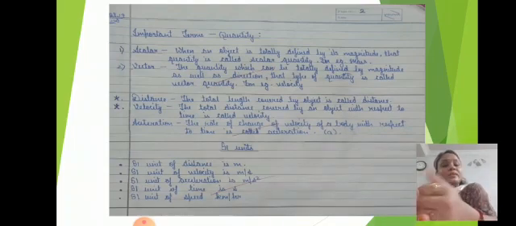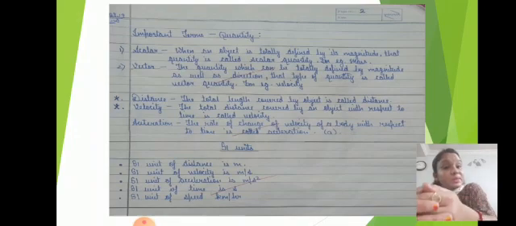In the exam, maybe the question will come: give examples of vector and scalar quantity, or what are the differences between scalar and vector quantity? So you can write easily. Now the second term is distance.